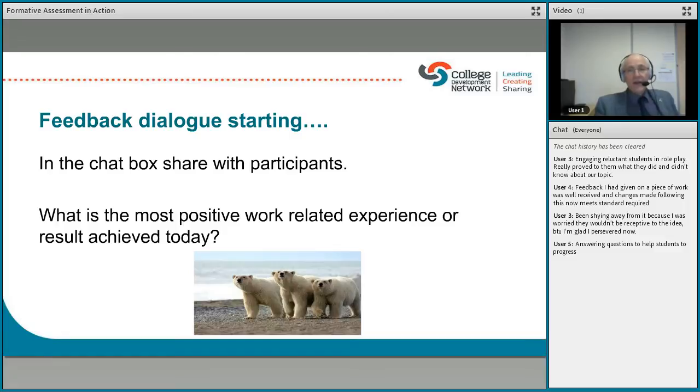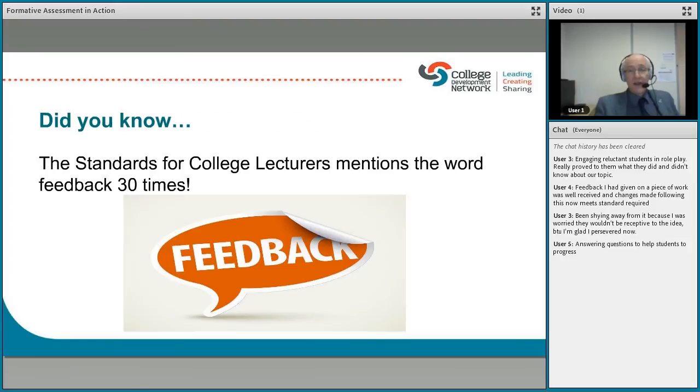The initial college lecturer standards are well out of date now. They were 2012 and they're due for refresh this year. We're just about to start that process. And the CPD ones are even more out of date. They were last updated in 2006. So I'm going to make sure that we have quite a bit more content on formative assessment in our refreshed standards.